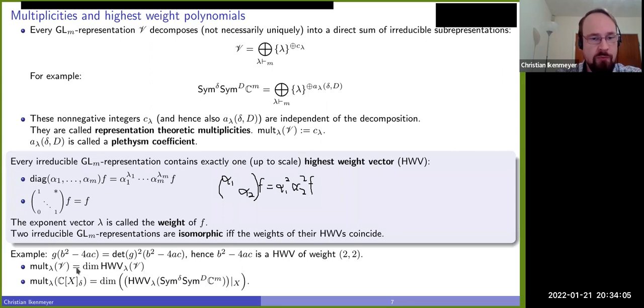So for any representation you have, if you want to know the multiplicity of lambda, you just compute the highest weight vectors of weight lambda and that's it. The dimension is precisely the multiplicity. You only have to care about the dimension of the highest weight vector space and nothing else. So for example, for a coordinate ring, and this is what we want to do, the homogeneous degree delta component on some variety X, you look at the highest weight vectors that exist on the whole space, you restrict the domain of definition to X, and you take the dimension.